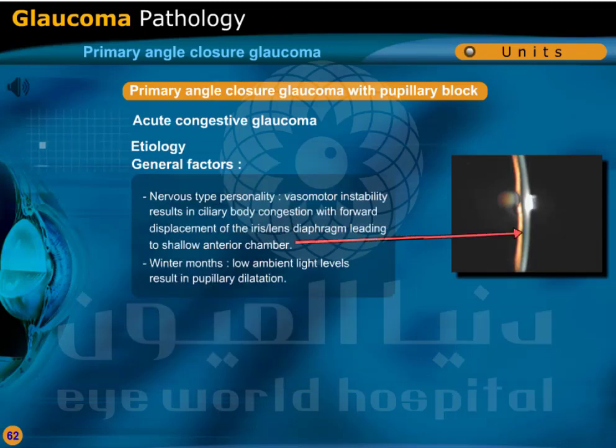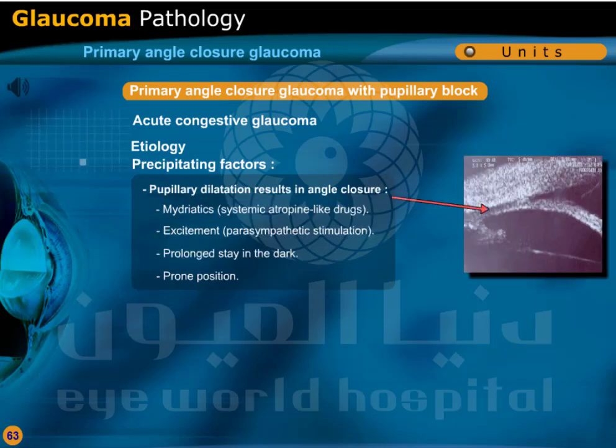General factors: nervous type personality. Vasomotor instability results in ciliary body congestion with forward displacement of the iris-lens diaphragm, leading to shallow anterior chamber. Winter months: low ambient light levels result in pupillary dilatation.